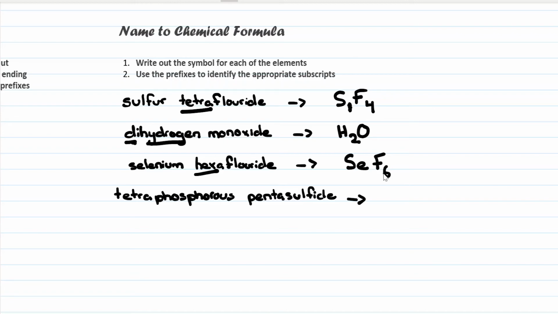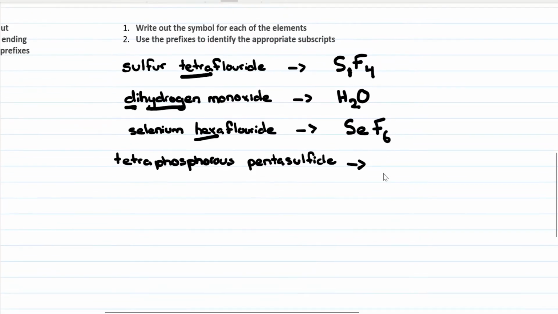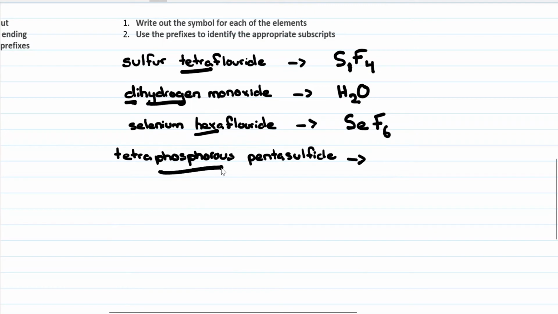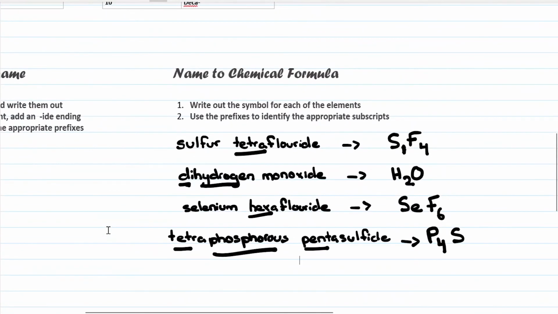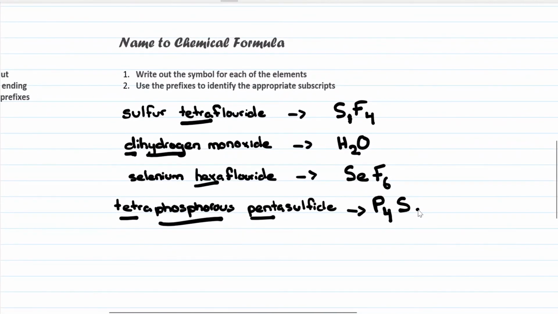Final one. This one's a bit long, but in difficulty, it's the same as the other ones. So we see that there's a phosphorus, plain as day. And you see tetra. Tetra is associated with 4. So you see P for phosphorus, and there's 4 of them. So P, there's going to be a 4 there. And you see sulfide, which corresponds to sulfur. And that's abbreviated with an S. And the prefix here is penta. Penta corresponds with a 5. So it's going to be P4S5, and that's the chemical formula.